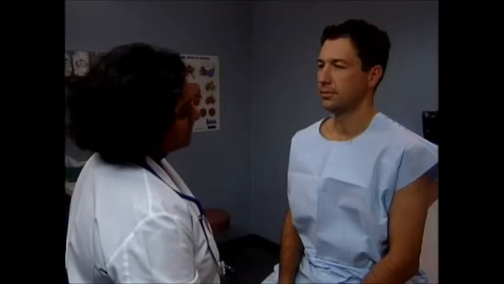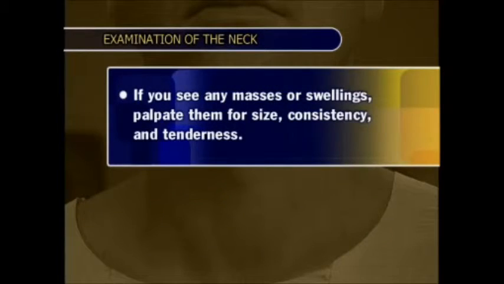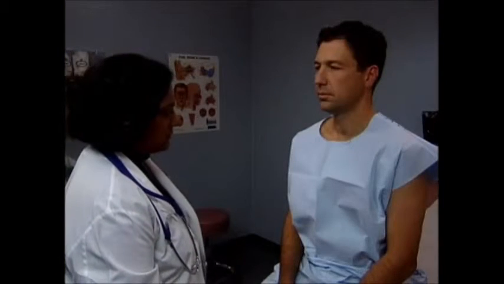To begin the examination of the neck, inspect for symmetry while standing in front of the patient. Look for enlargement of the cervical or submandibular glands, and note any visible lymph nodes or scars. If you see any masses or swellings, palpate them for size, consistency, and tenderness. Next, palpate the lymph nodes.